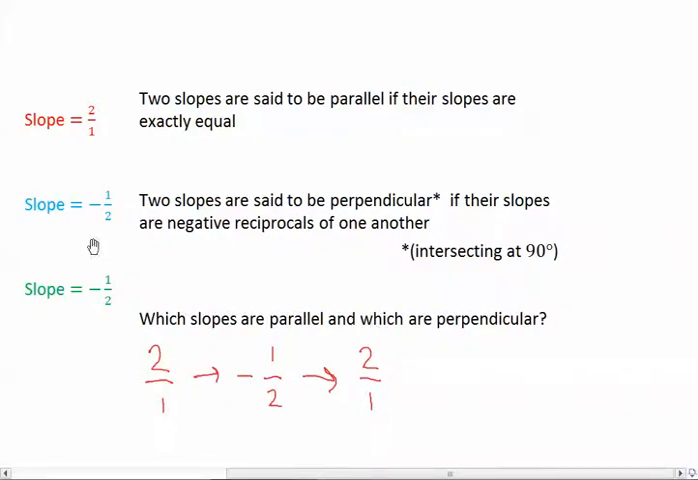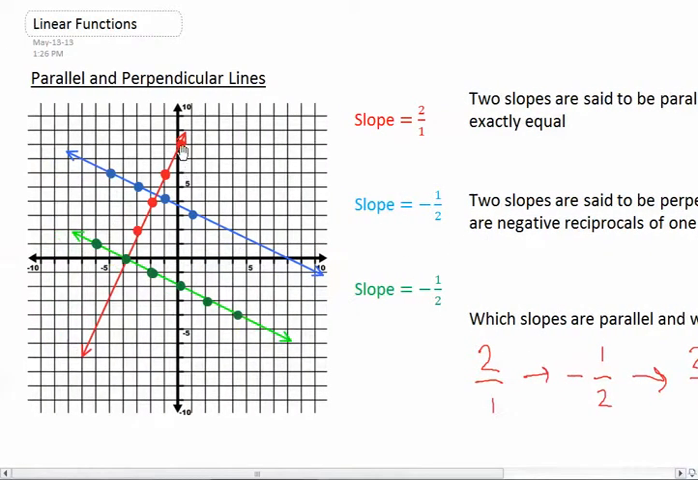Notice here that this red guy is perpendicular to both the blue and the green.